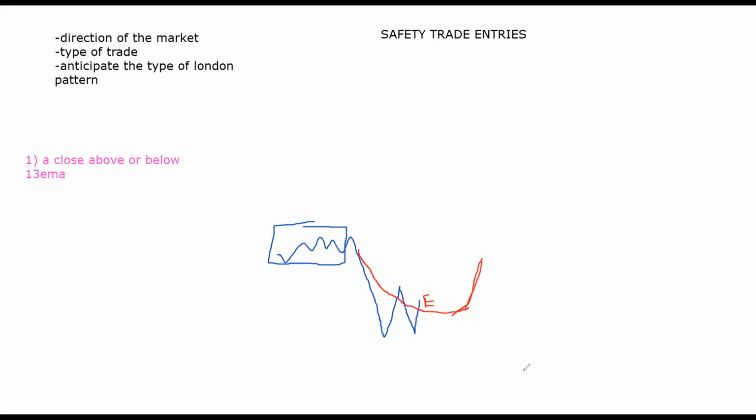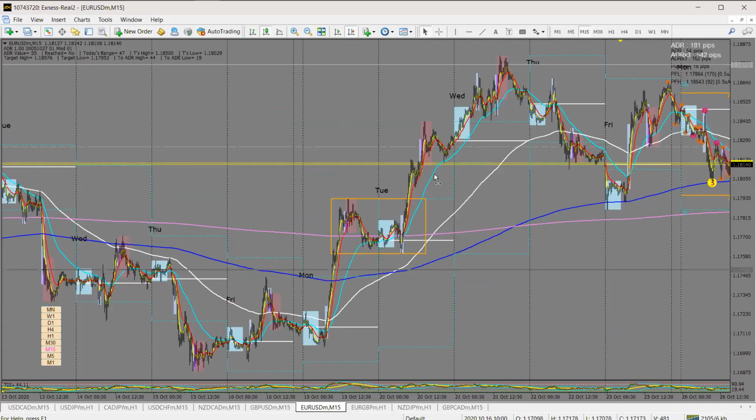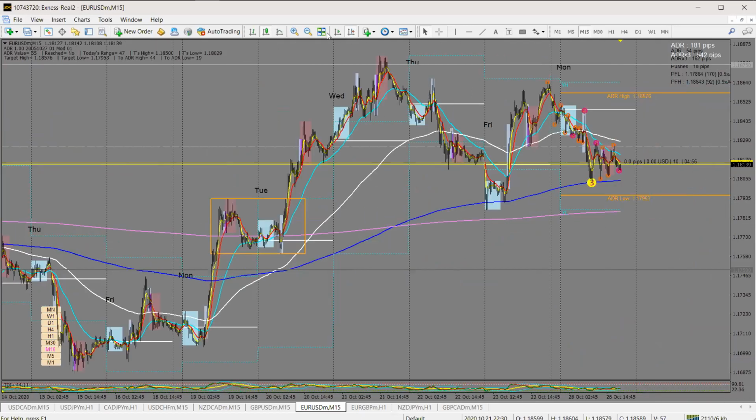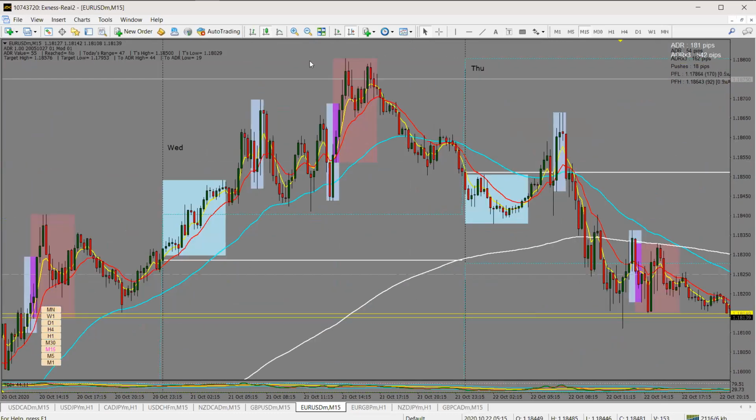If the market was going down, right, it means we were then going to enter a close below the 13 EMA. So this is our first method of entry in the market. So what it simply means is that, okay, let me try and zoom here. I need to show you something.